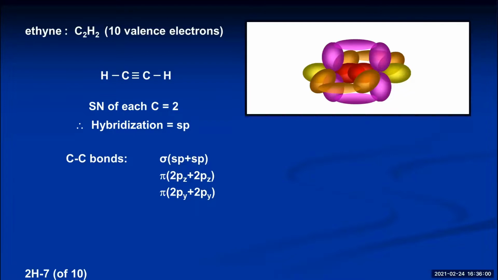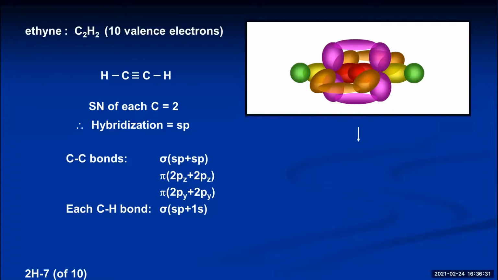And then you have the 2 yellow orbitals left over, so those can bond the remaining 2 hydrogens. What's going to be the name of the 2 bonds here between the hydrogens and the carbons? Sigma sp plus 1s. There you go. Now you've named all the bonds in this molecule. Okay. Is this molecule polar or non-polar? Non-polar. Perfect.